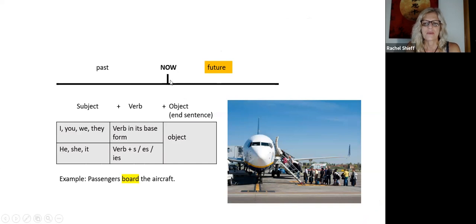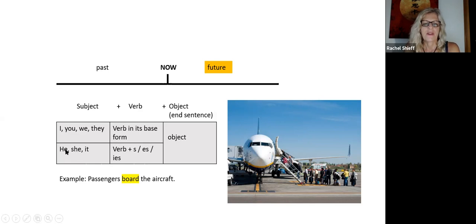So the present simple tense is used to talk about routines, what people do every day or what things happen every day. And we start off with the subject, then the verb and the object. So here the subjects are I, you, we, and they. And then we use the verb in its base form plus the object or completion of the sentence.